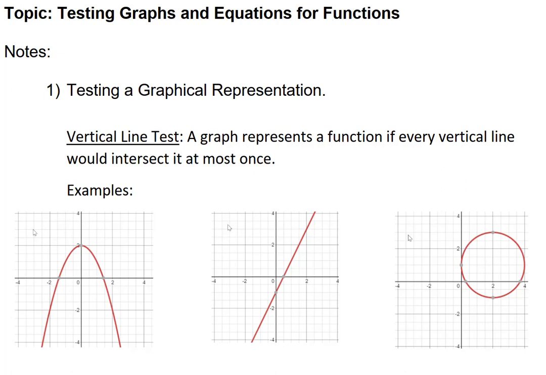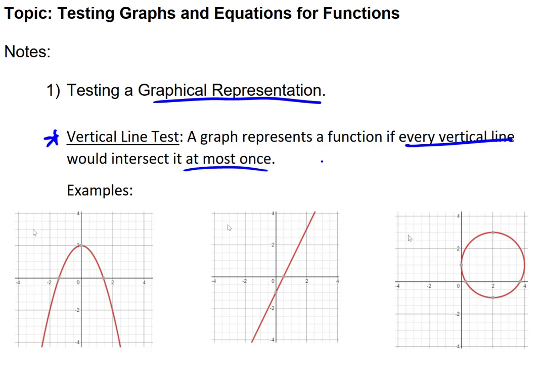This video is about testing graphs and equations for functions. For our notes, we'll consider the couple categories we're talking about here and start by testing a graphical representation to see if a graph represents a function. One way to handle this is with what's called the vertical line test, which states that a graph represents a function if every vertical line would intersect it at most once.